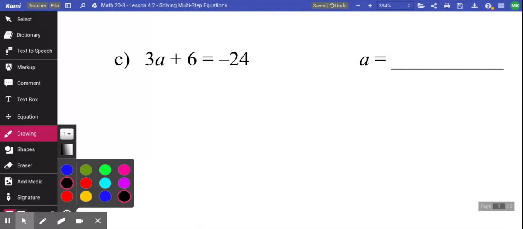If we look at C, the first thing you have to move is that plus 6. The opposite of adding 6 is subtracting 6. So you subtract 6 from both sides. That leaves you with 3a equals negative 30.